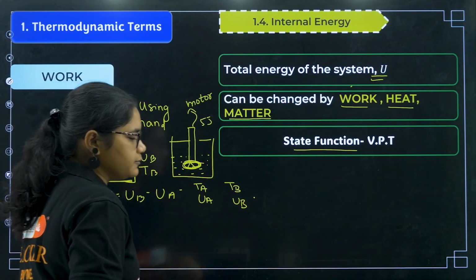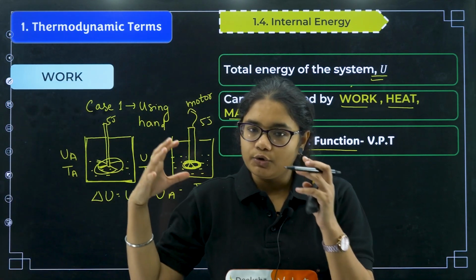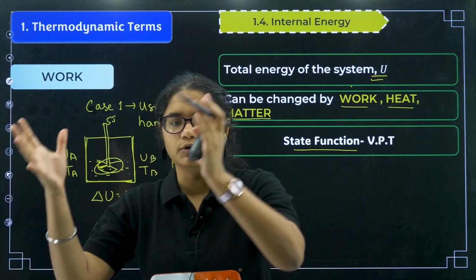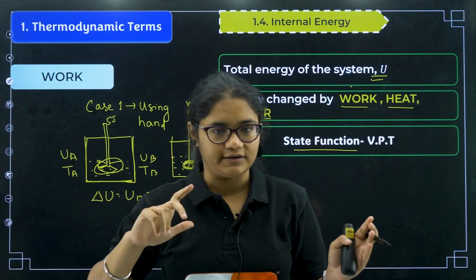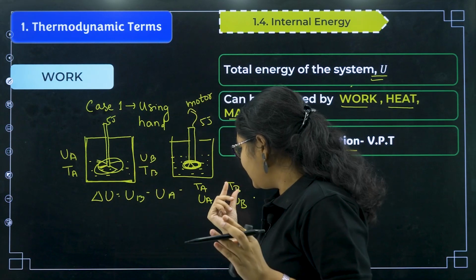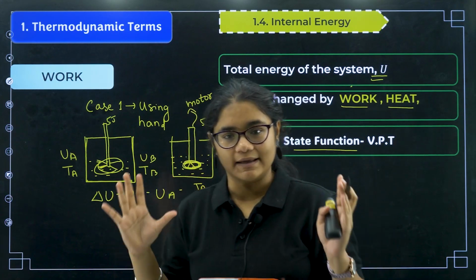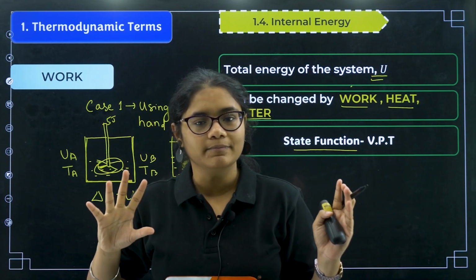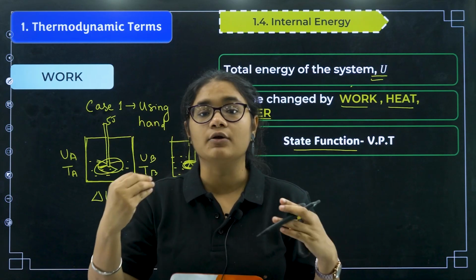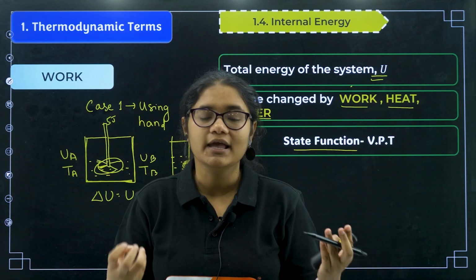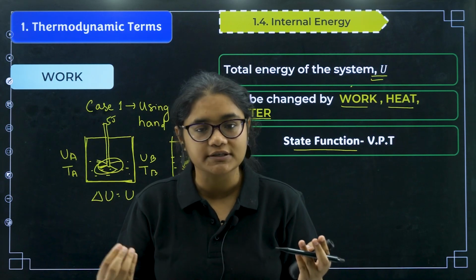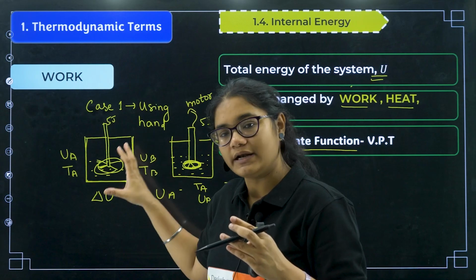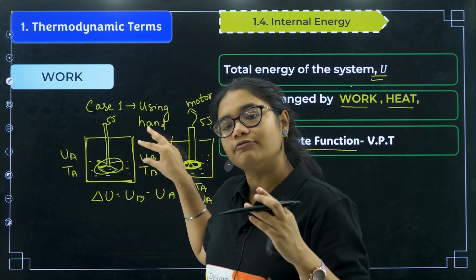Now here what we observe is, you reached from UA to UB by using hand, and you reached from UA to UB by using electricity. The final point and the initial point are the same. It doesn't depend on how you reach from UA to UB. So these types of functions are called state functions. State functions are those functions which do not depend on the path followed. They only depend on the initial and the final state.